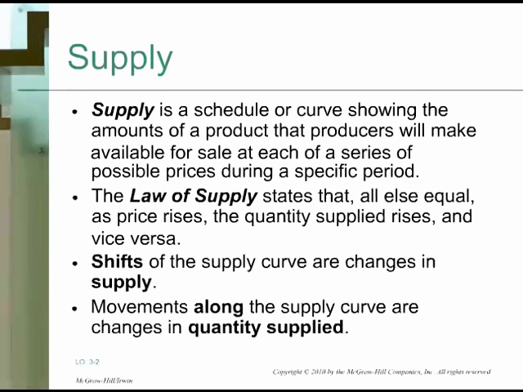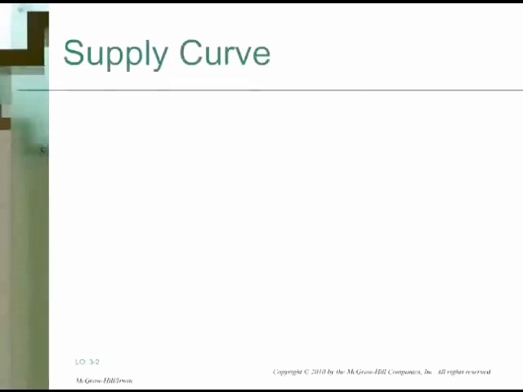Supply is a schedule or curve showing the amounts of a product that producers will make available for sale at each of a series of possible prices during a specific period. The law of supply states that all else equal, as price rises, the quantity supplied rises, and vice versa. Shifts of the supply curve are changes in supply. Movements along the supply curve are changes in quantity supplied.